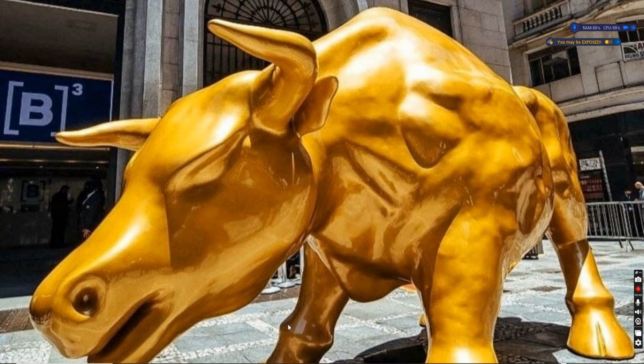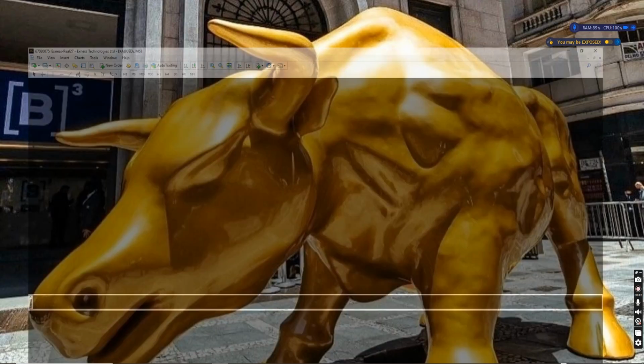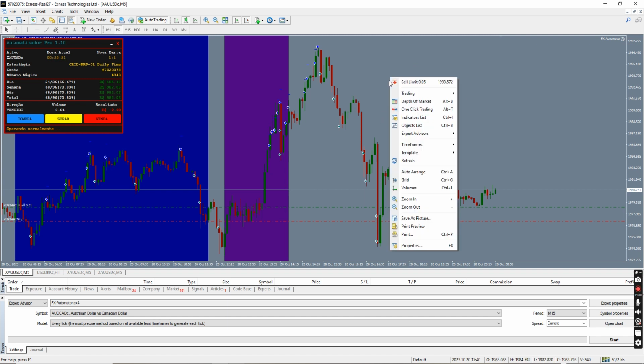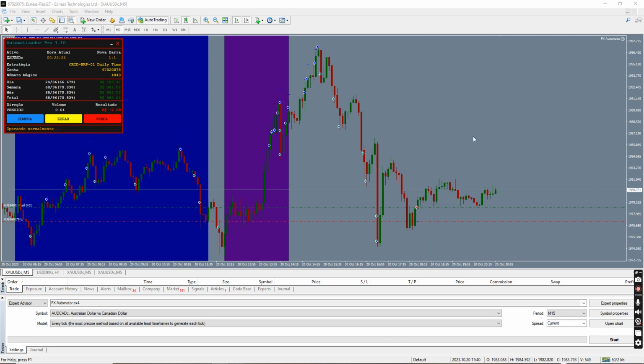And this is to talk about the update I promised. Okay, so we are using our FS automated robot. This is a robot to automate your indicators. So if you have any indicator you want to automate, you can bring it here to automate it.